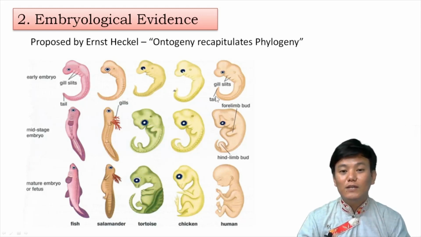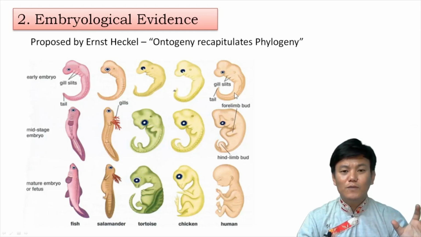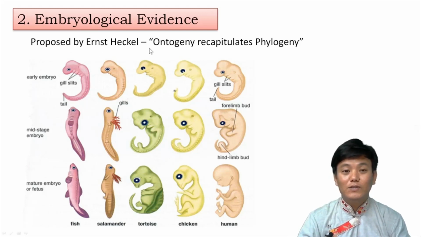So this tail may not be present in the adult form, but the presence of the tail in the embryonic stage represents the presence of a phase in our evolutionary history, right, in which our ancestor had a functional tail, right? So that is the embryological evidence proposed by Ernst Haeckel, and his theory goes, ontogeny recapitulates phylogeny.